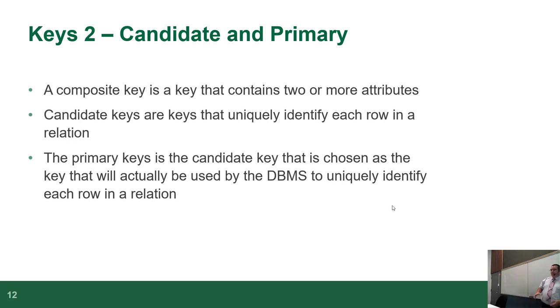All right. So, continuing on with keys. A composite key is a key that contains two or more attributes, as I just finished describing. Candidate keys are keys that could be used to uniquely identify each row in a relation. So when we first start designing a database, we start thinking about what could we use to uniquely identify this piece of this thing. What could we use to uniquely identify that one thing?